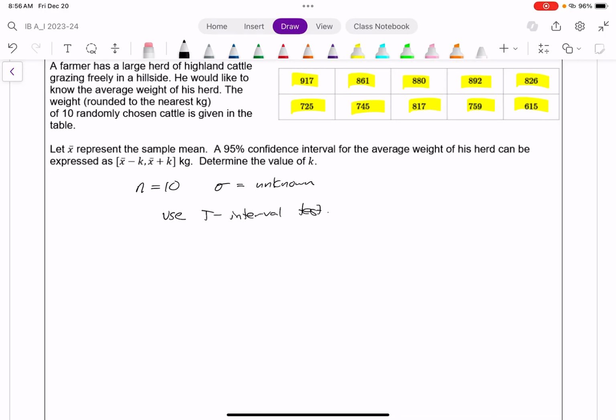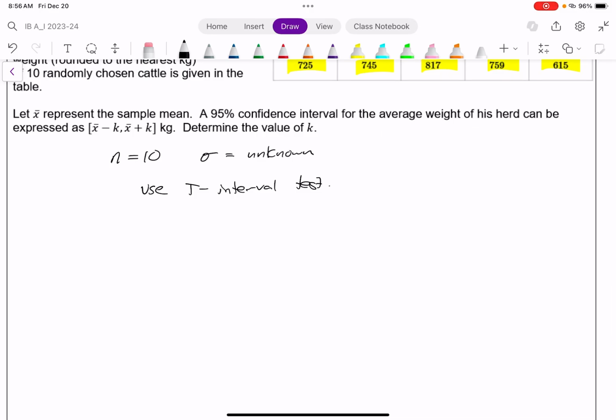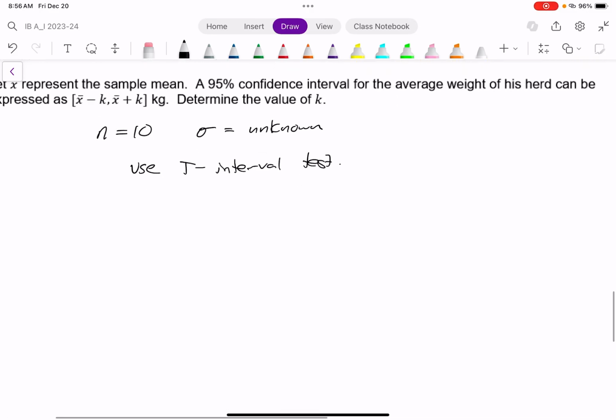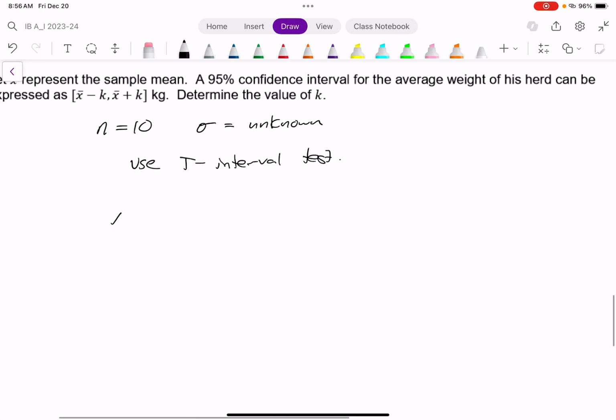Be familiar with your GDC, input the information, tell it that you want to run the test based on data, not from the given statistics. You should quickly see that the mean of the sample is 803.7 kilograms. You should quickly see that the standard deviation of the sample, not the population, is about 92.89 kilograms. Keep in mind again, notice I'm not using the lowercase sigma. That's for the population. This is for the sample, and we want to get used to that notation.